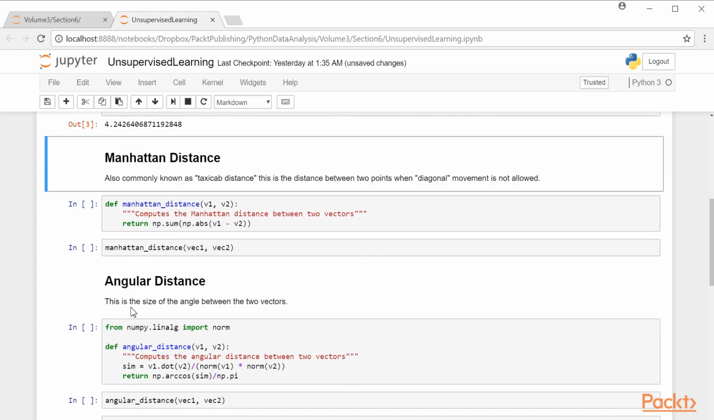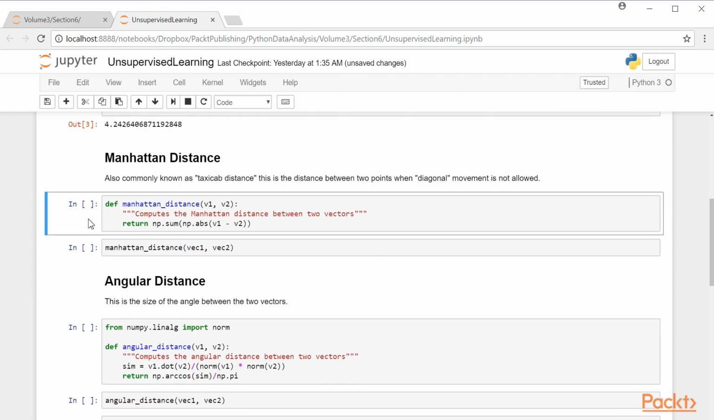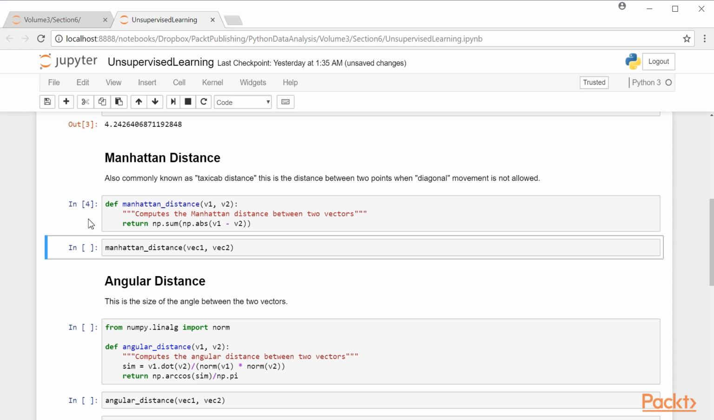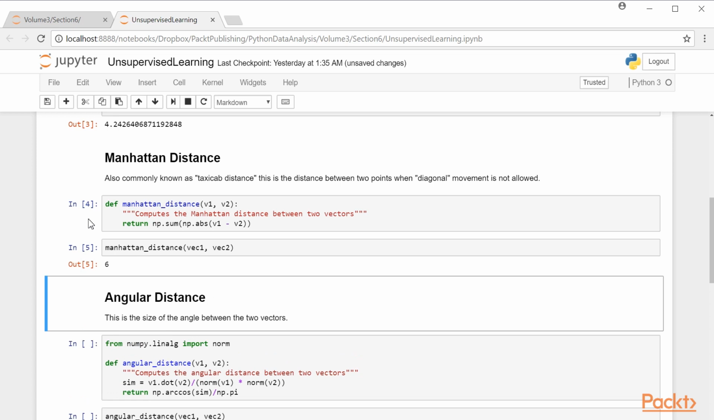The Manhattan distance, however, views distance differently. This is the distance between 2 points when you can only travel horizontally or vertically. You're not allowed to travel diagonally. In this case, the Manhattan distance between these 2 points is 6.